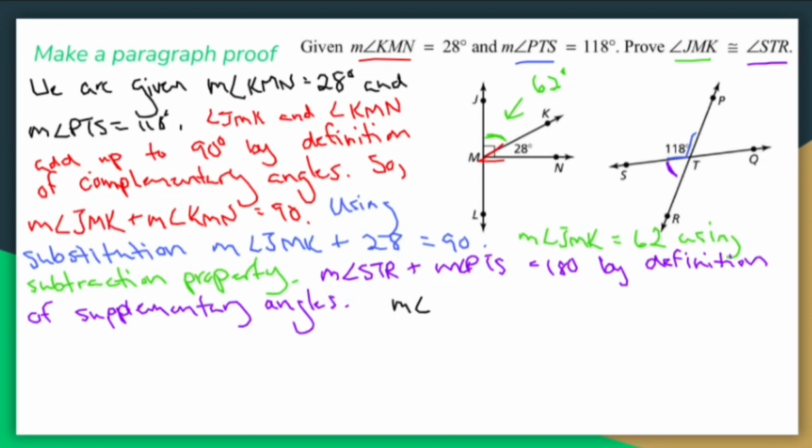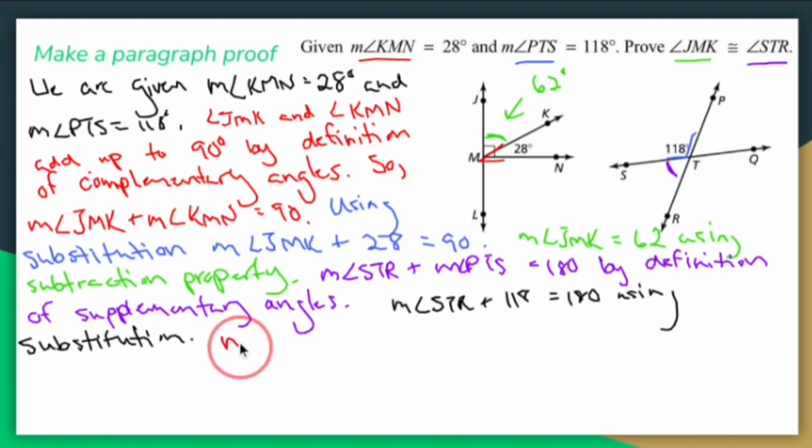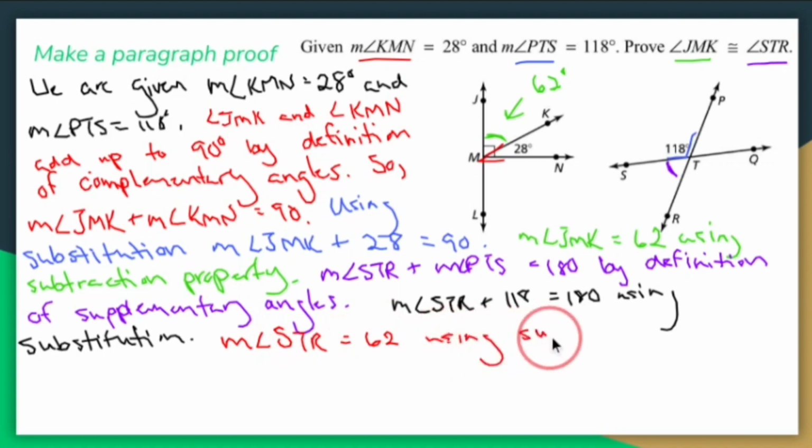The measure of angle STR, okay, plus, let's change PTS, is 118 equals 180 using substitution. If I subtract 118 from both sides, I get that the measure of angle STR equals 62 using the subtraction property of equality.